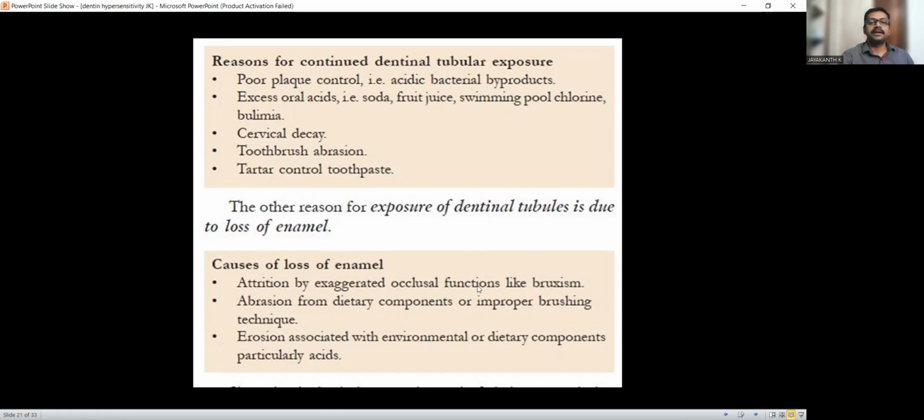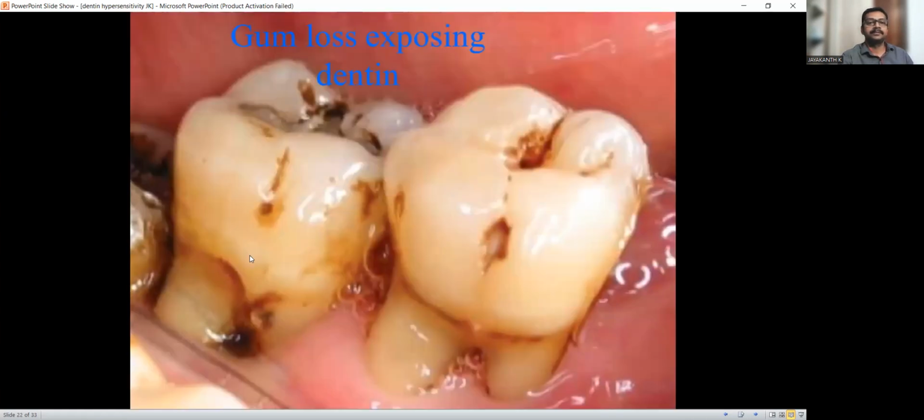Another reason for exposure of dentinal tubules is loss of enamel. Let us see what the causes of loss of enamel are. Loss of enamel: attrition by exaggerated occlusal functions like bruxism, abrasion from dietary components or improper brushing technique, and erosion associated with environmental or dietary components, particularly acids. All these, attrition, abrasion, and erosion, can cause loss of enamel, leading to exposure of dentinal tubules. Here is one such incident related to gingival recession. You can see the gum loss exposing dentin. Due to the recession, the root is exposed, exposing the dentinal surfaces.